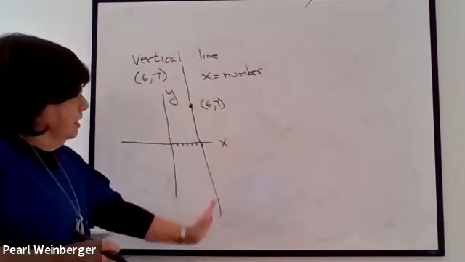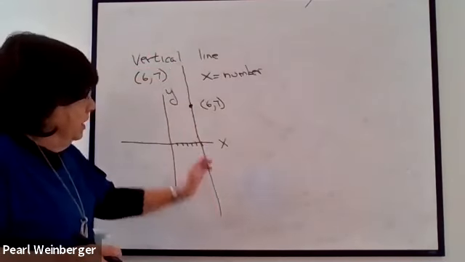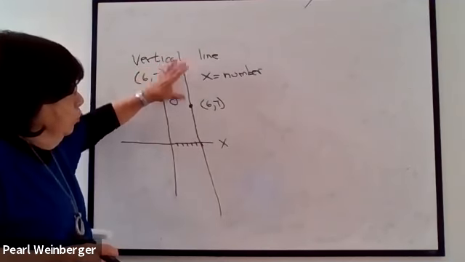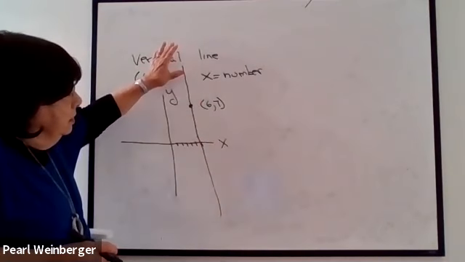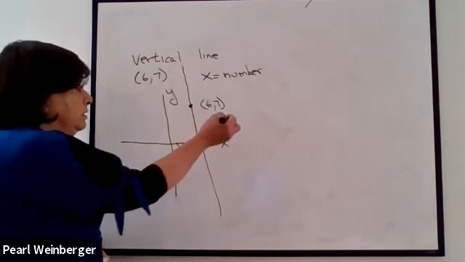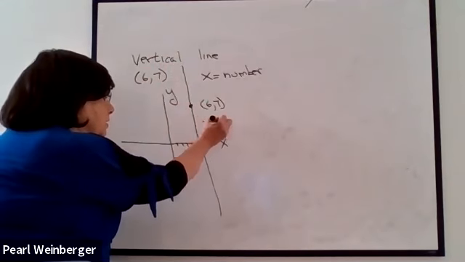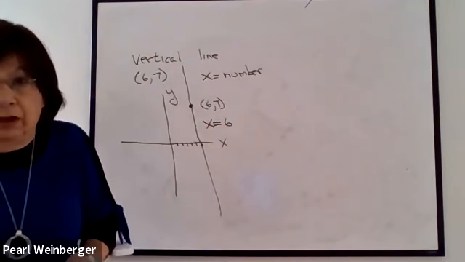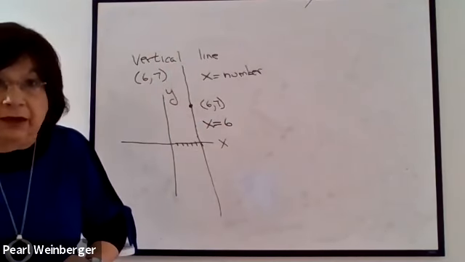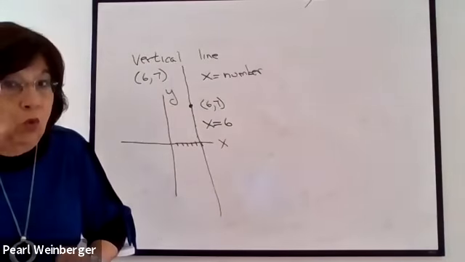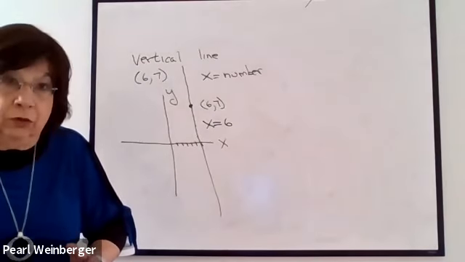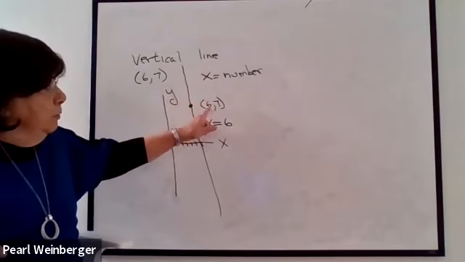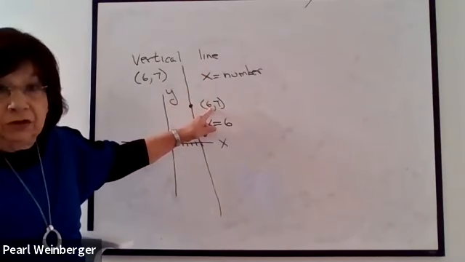The x in this case is 6. All the x's here, here, here, no matter what point I take on the line, the x value is going to be 6. So the equation of this line is x equals 6. Whenever you want the equation of a vertical line, it's really quite simple. All you have to do is write x equals, and figure out what the x number is. You'll know by looking at any point, because the x number is the first number.